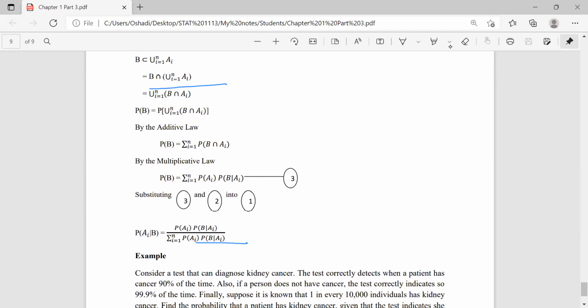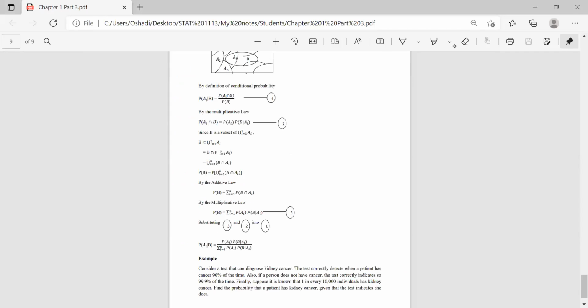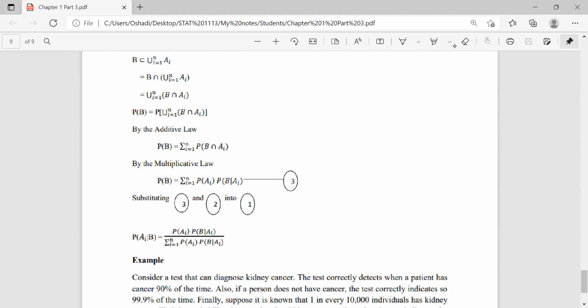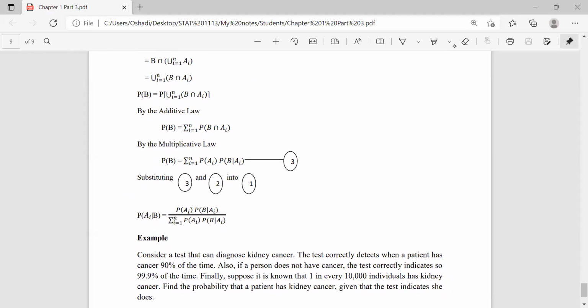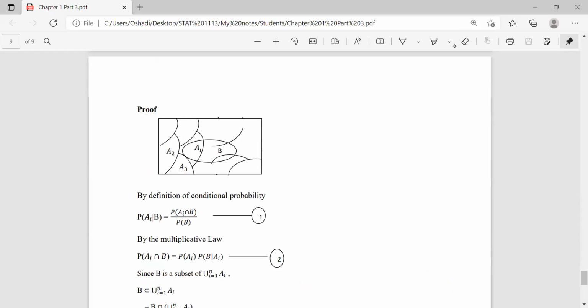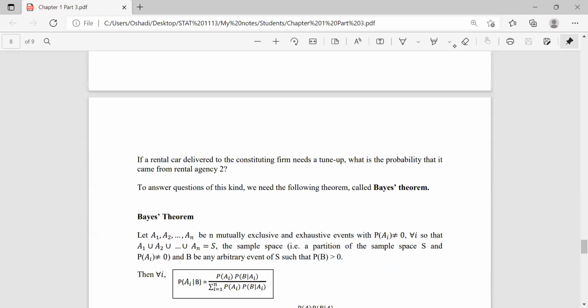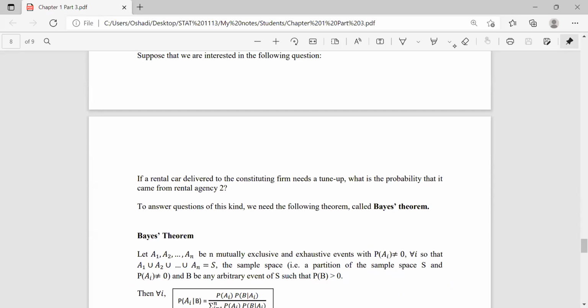Okay, I think it's clear. Now you know what is the Bayes theorem. And before going to this example, I think we had an example earlier, the rental car delivered question. So try this question. Now we have the total probability of occurring B, the unconditional probability of the event B. So try to find this.